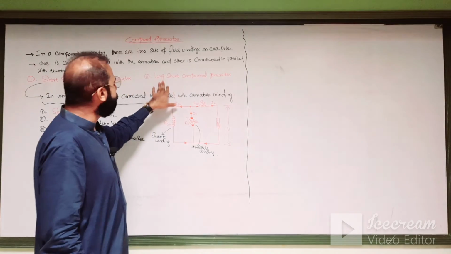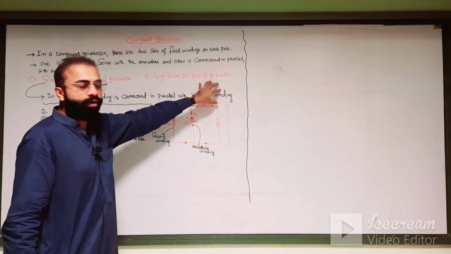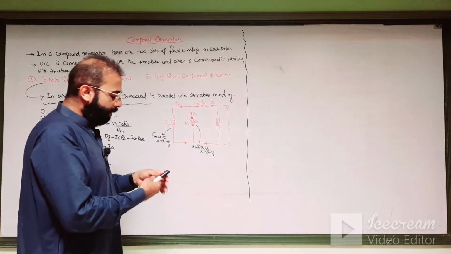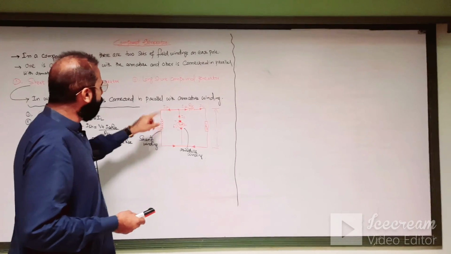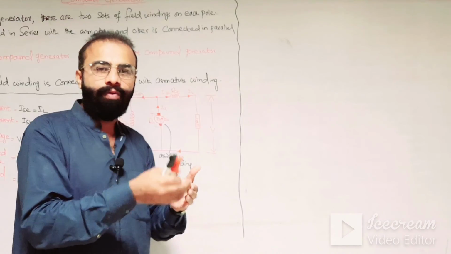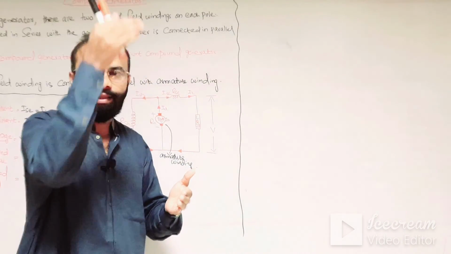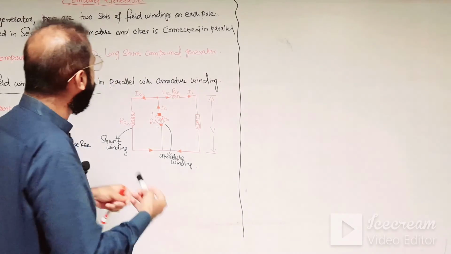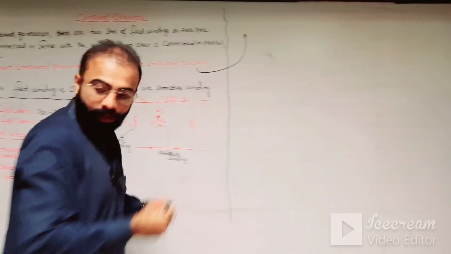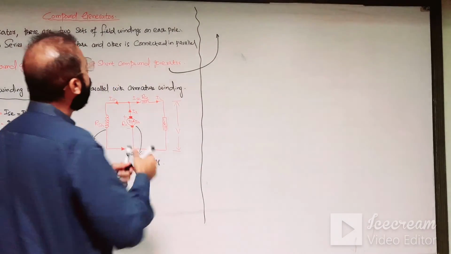Now let us discuss the long shunt compound generator, which is another type of the compound wound generator. Now in the long shunt compound wound generator, the shunt field winding is connected in parallel with both the series field winding and the armature winding. So let us discuss this long shunt compound wound generator.